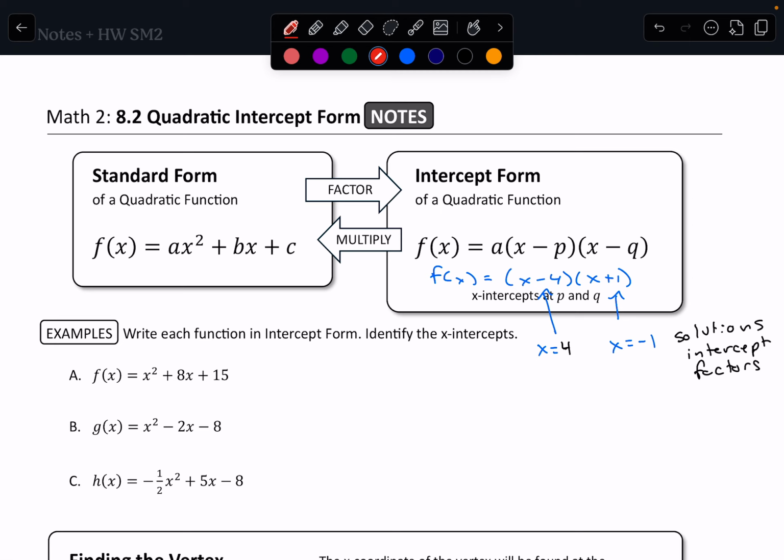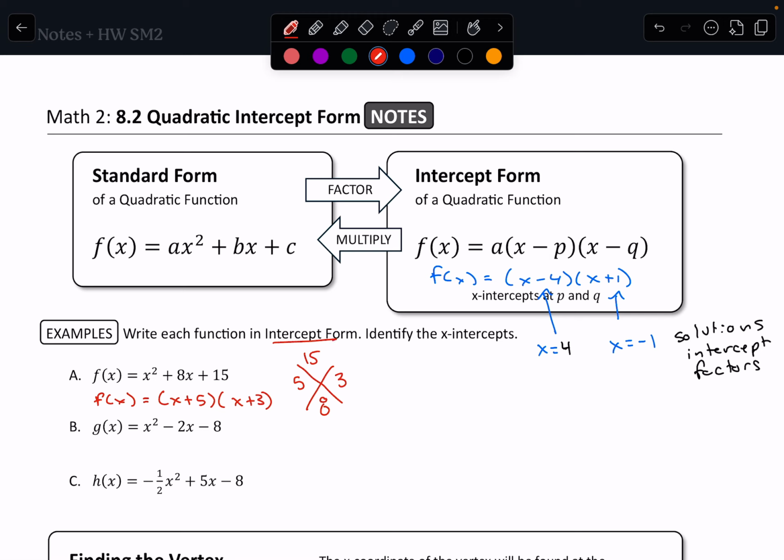So example A says f of x equals x squared plus 8x plus 15. I want to factor this and turn it into intercept form. So to factor, I make my big X, I put 15 on top, I put 8 on the bottom. I need two numbers that multiply to be 15 and add up to be 8. So that's 5 and 3, which means my function, f of x, can now be written as x plus 5 times x plus 3. That is my intercept form.